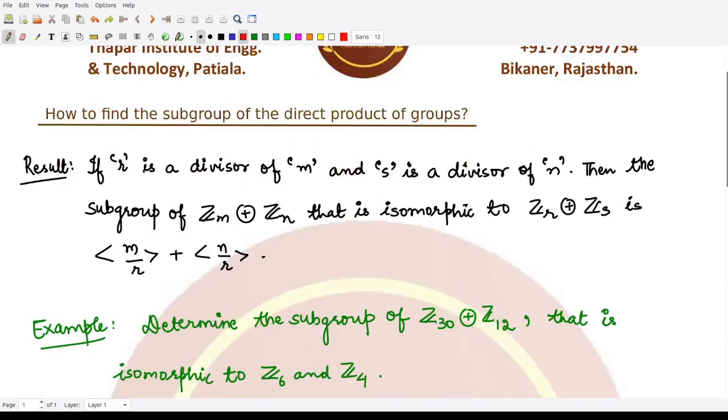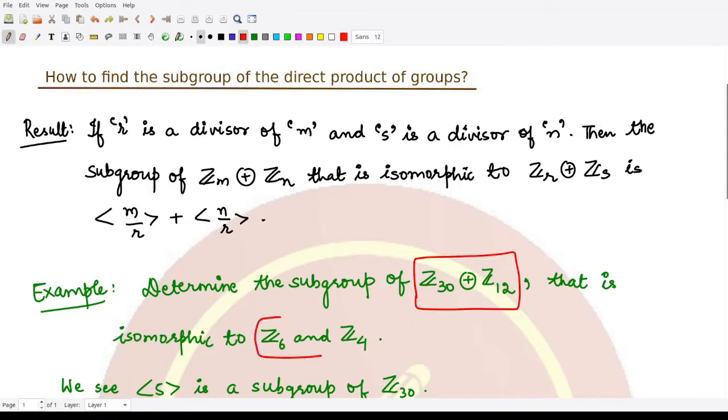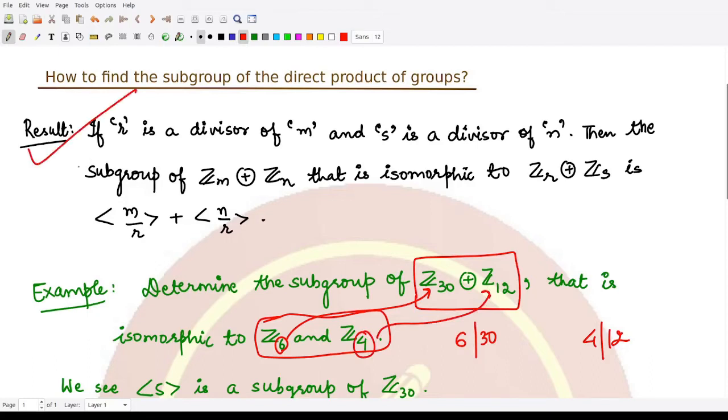Here we need to determine the subgroup of this direct product of groups. Z30 direct product with Z12 is given to us. Z30 is the group of integers under addition modulo 30, and Z12 is the group of integers under addition modulo 12. We need to determine the subgroup of this group which is isomorphic to Z6 direct product with Z4. Now you can clearly see that 6 divides 30, and 4 divides 12. So 6 is a divisor of 30 and 4 is a divisor of 12.